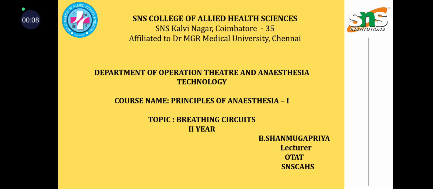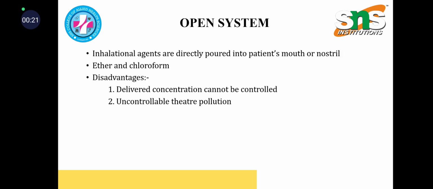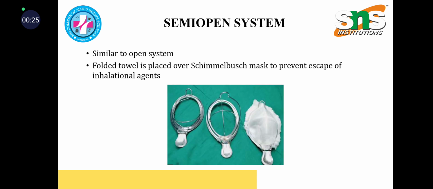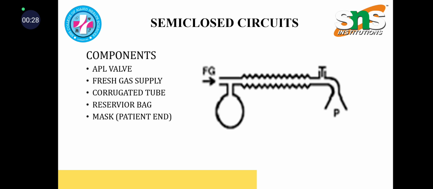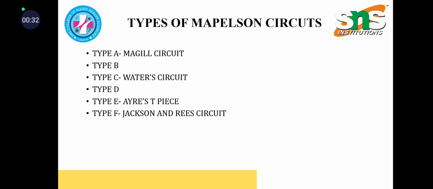In the last section, we started about breathing circuits, and in this section, we will be continuing with it. In the last section, we saw the introduction of breathing circuits and its 4 types, in which we saw clearly about open system, semi-open system, and then in semi-closed circuits we have almost seen about type A, B and C. In this session we will be continuing with type D circuit.